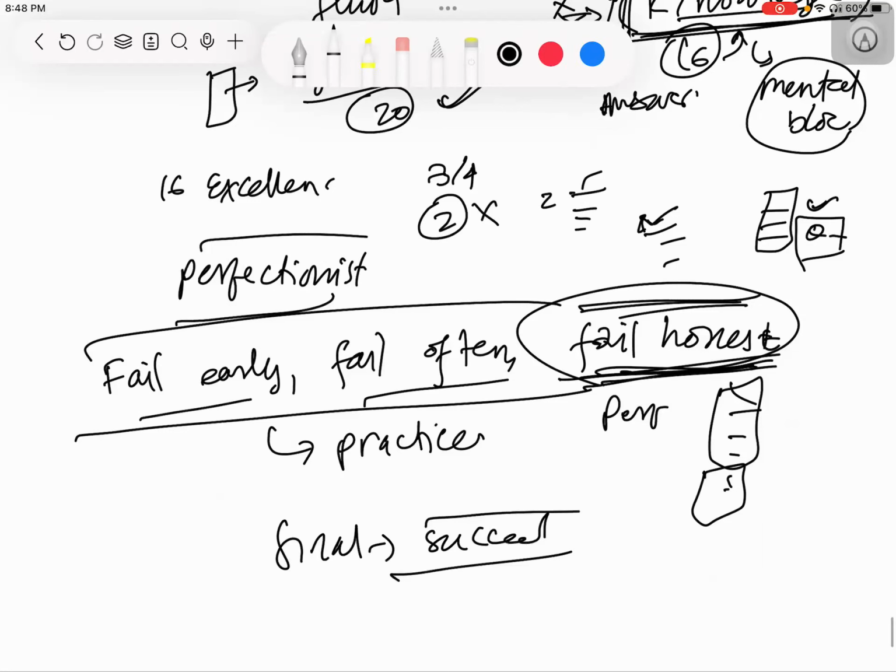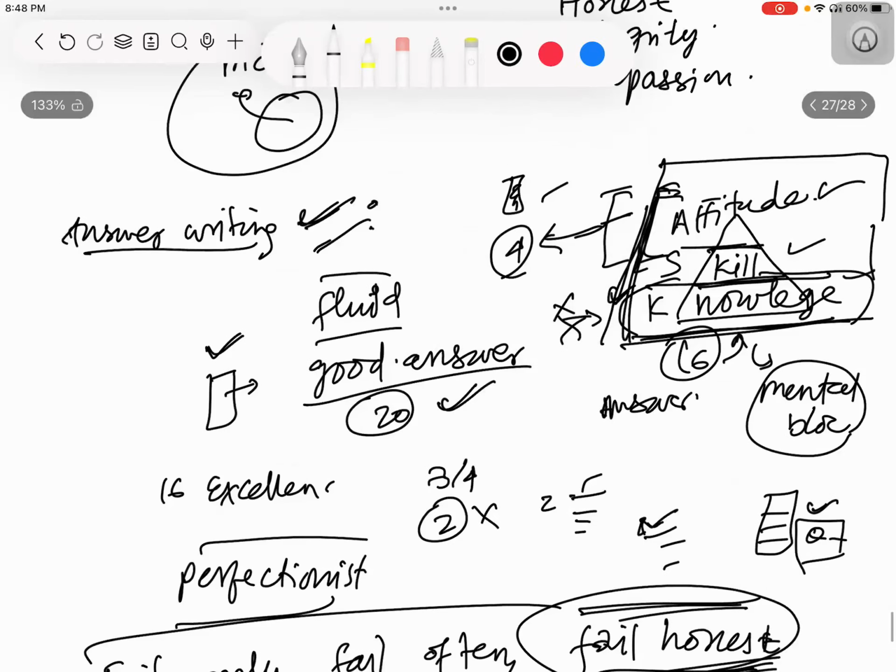This is the goal. Just remove that mental block. Do brainstorming. Write a few points. Write less but write exactly. Then move on to the next point.